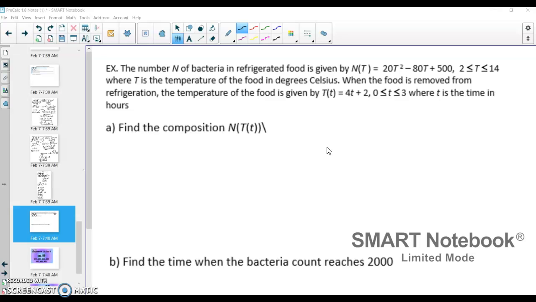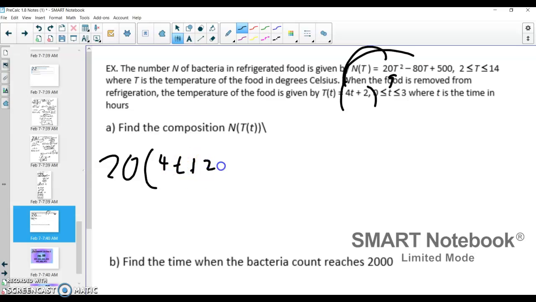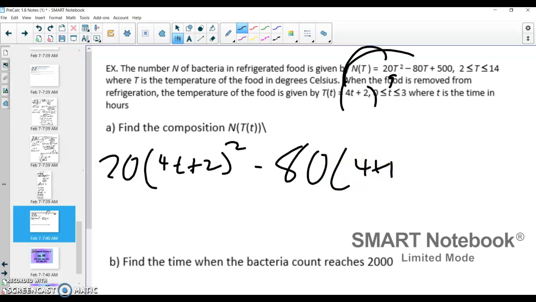Okay, so I need n composed of t of t. And so what I'm going to do is plug this 4t plus 2 into all my t values in n of t. And so what I end up having is 20, plugging in for my big t's now. I have (4t plus 2) squared, because I'm replacing the t in t squared with 4t plus 2, minus 80 times (4t plus 2), and then that's going to be plus 500.